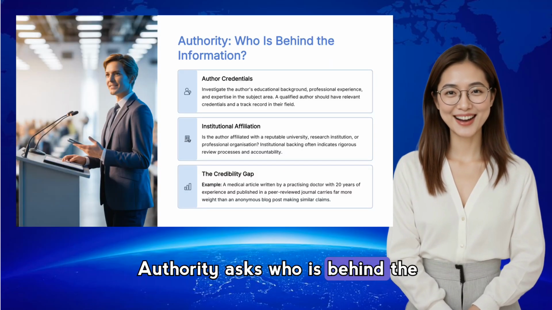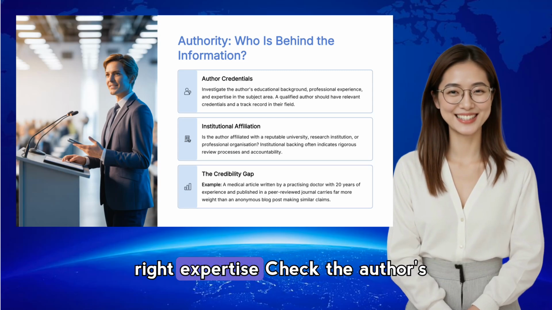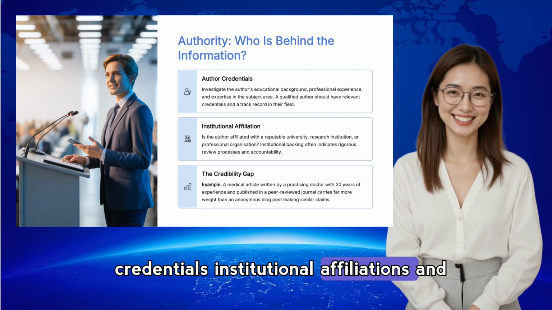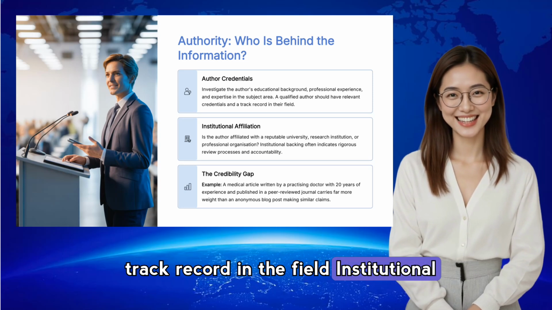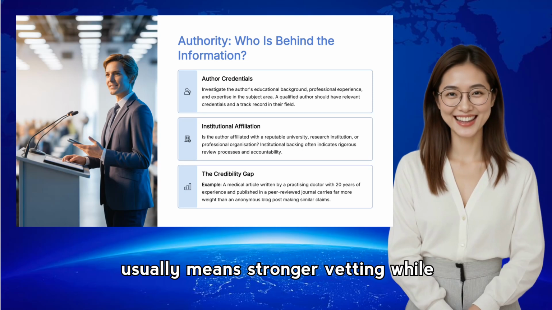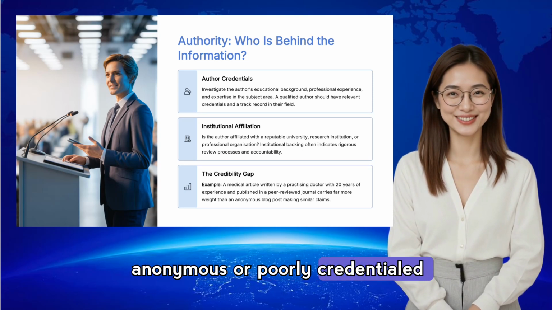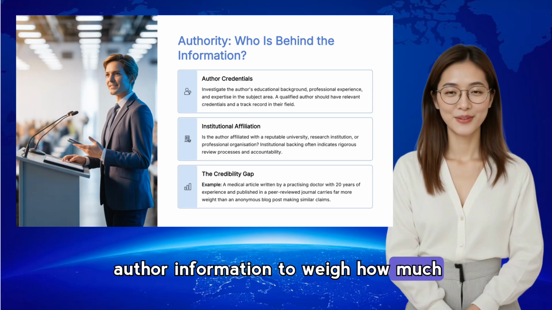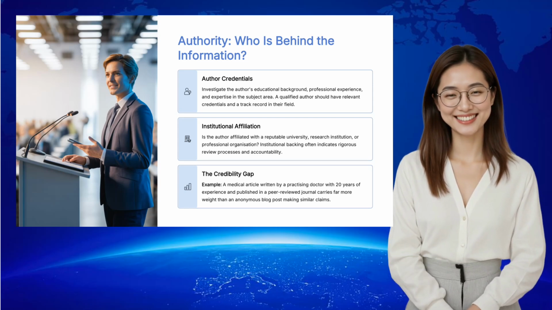Authority asks who is behind the information and whether they have the right expertise. Check the author's credentials, institutional affiliations, and track record in the field. Institutional backing or peer-reviewed publication usually means stronger vetting, while anonymous or poorly credentialed sources create a credibility gap. Use author information to weigh how much trust to place in the claims presented.